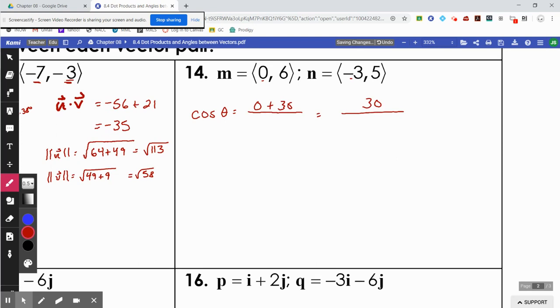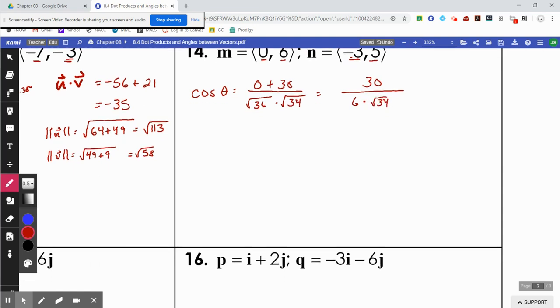The magnitude of the two vectors go on bottom. So the magnitude of your first vector is going to be the square root of a squared plus b squared, which would be the square root of 36, which is just going to be 6. And then times the magnitude of the second one, which would be the square root of 9 plus 25, which is the square root of, I believe that would be 34. So 6 times the square root of 34. This is going to be an acute angle, I know already by looking at it, because this is a positive value. So you're going to end up with a first quadrant answer here.